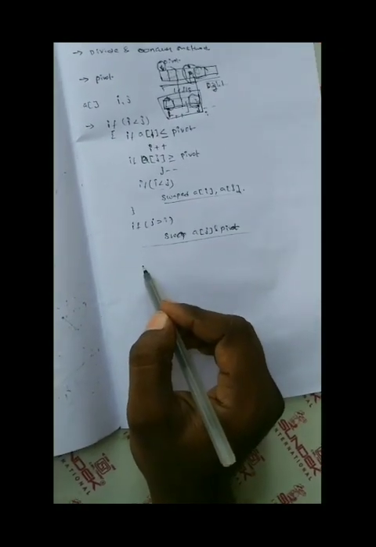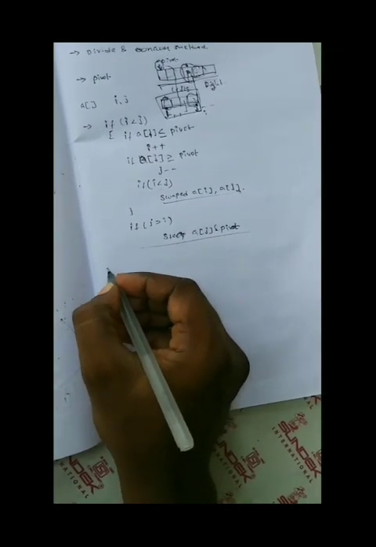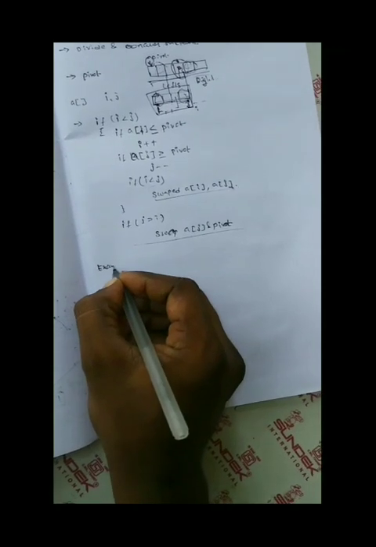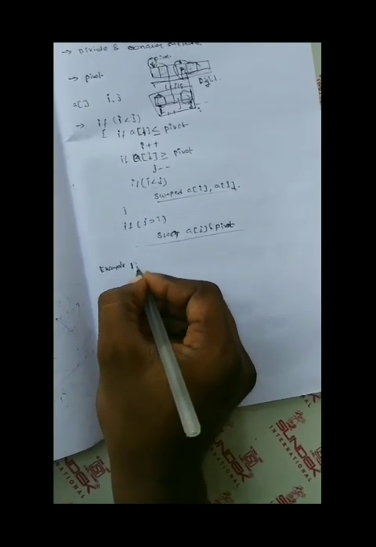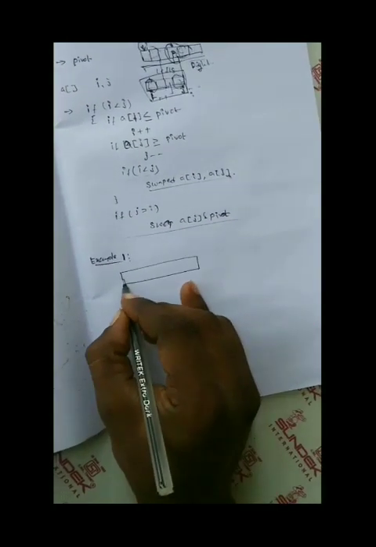So let us see an example so we can easily understand quick sort. Take down example 1. So we take an unordered list of elements.